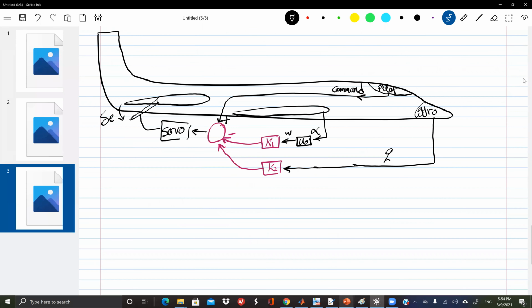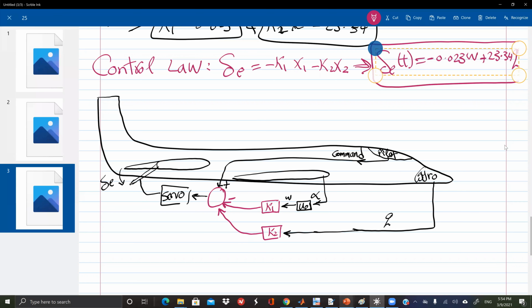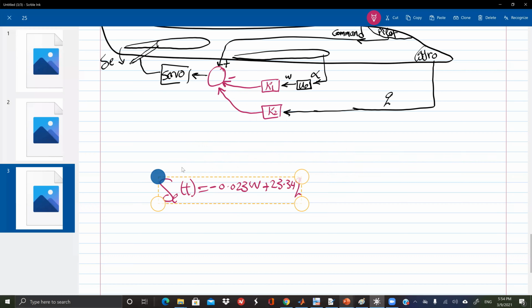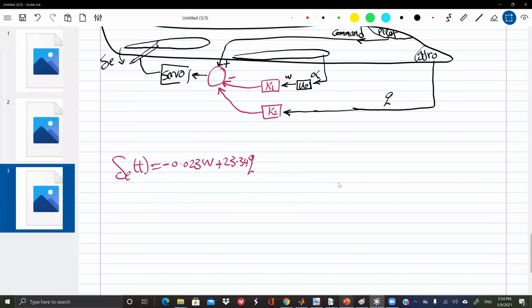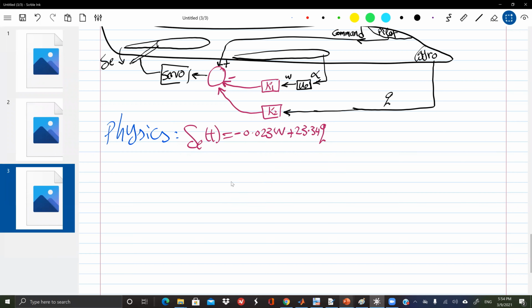How can I do that? Well, please get this control law. This is very important. You have to do it in any problem in the homework and the final. So this is the physical explanation, physics. Okay, so I have the elevator deflection like this, fine. And as you know, W is really U0 times alpha. So I'm going to replace this by U0 times alpha, fine.